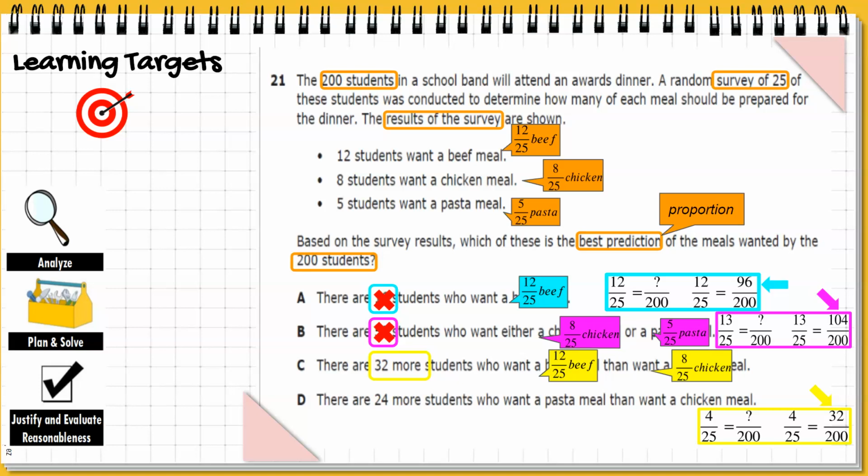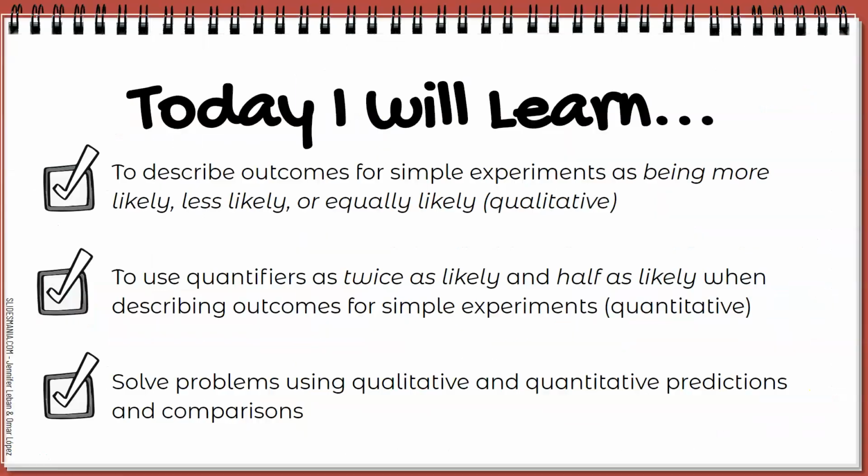So let's check out D. For D, it's saying 24 more for pasta than chicken. Hold up. Pasta and chicken, pasta is less than chicken. So this statement is incorrect without having to do any work because it is not more. So the correct answer is C. Again, I use my annotations to lead me to this.